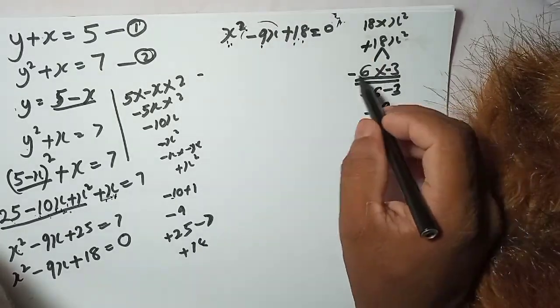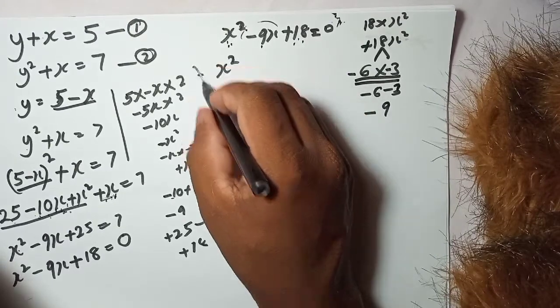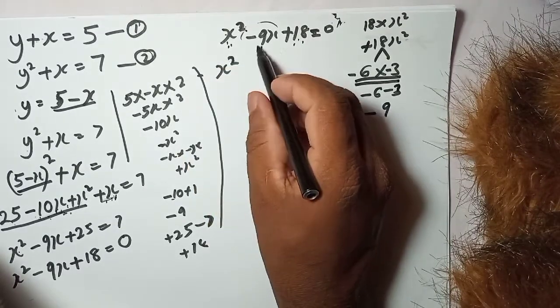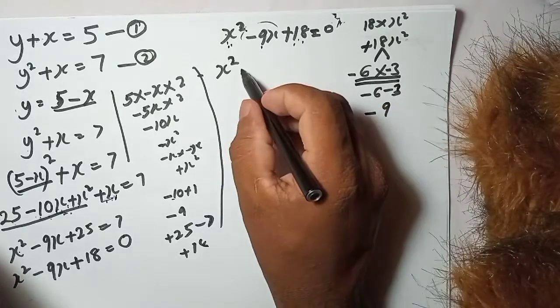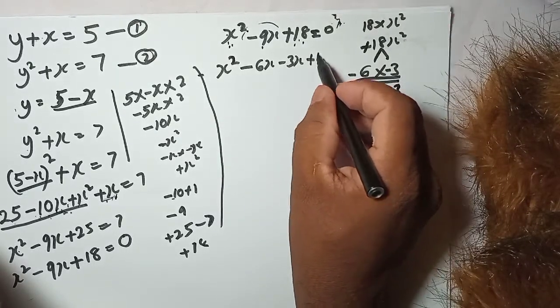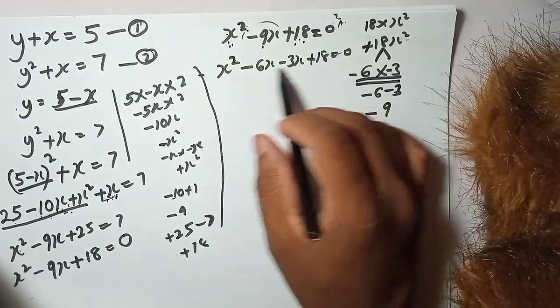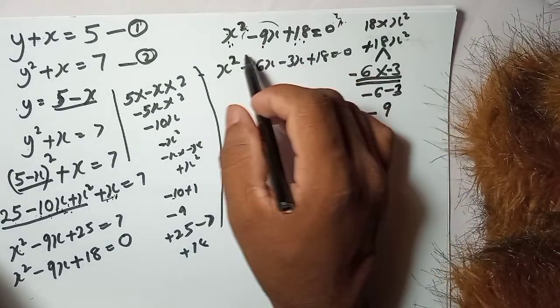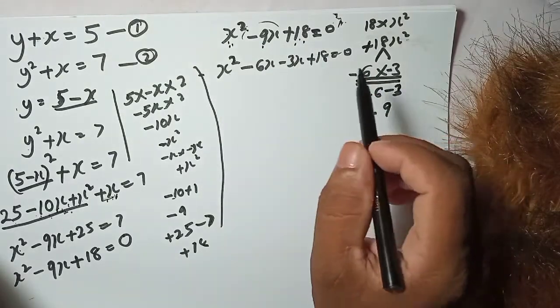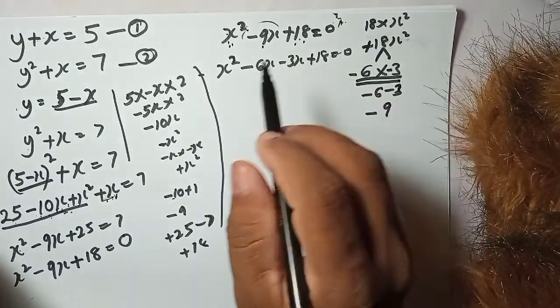9x, we replace with these two numbers. That means like this, x square, right? For 9x, I will write these two numbers like this: x square minus 6x minus 3x plus 18 equals 0, right? Actually, we don't need to do this work; we can write the factors directly. I will show you doing that also, but if someone can't understand, that's why I will explain here.